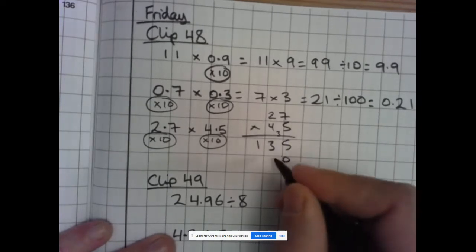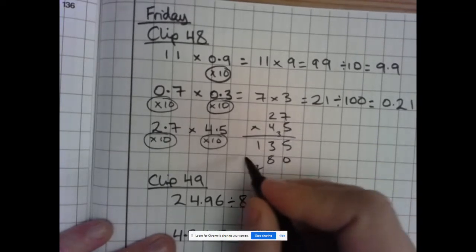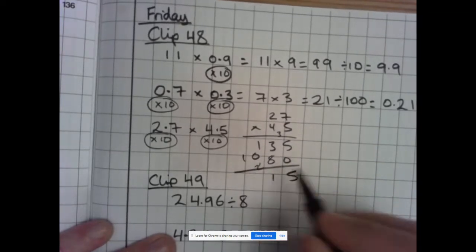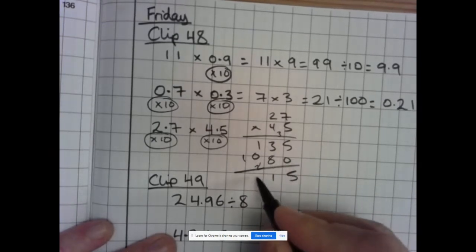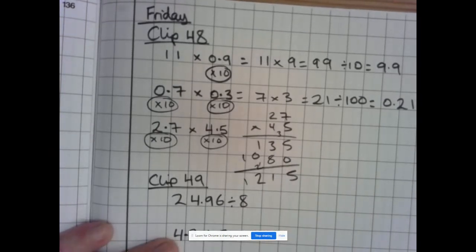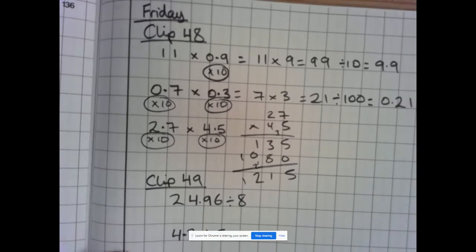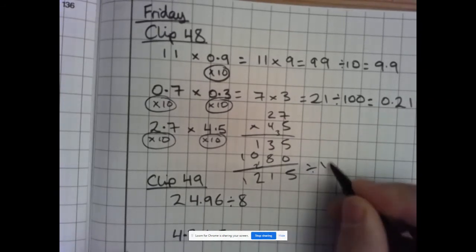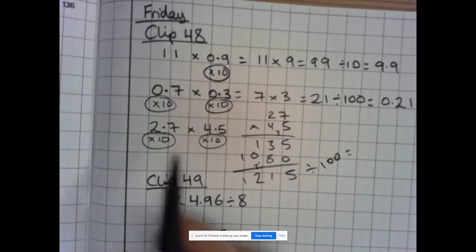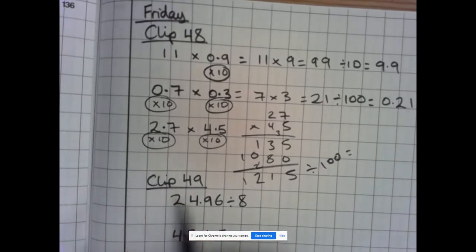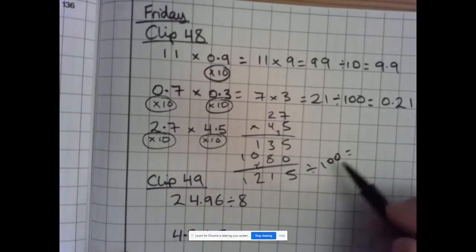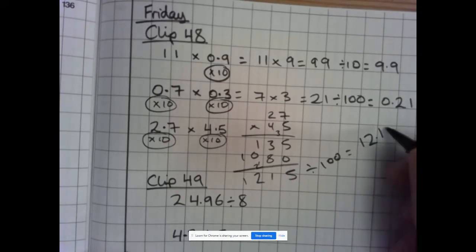As you can see, we're getting there, 1215. However, that's not the right answer. I need to now divide the answer by 100, because as I said earlier, we've multiplied both by 10, so 10 tens are 100, so I now need to undo that to get an answer of 12.15.